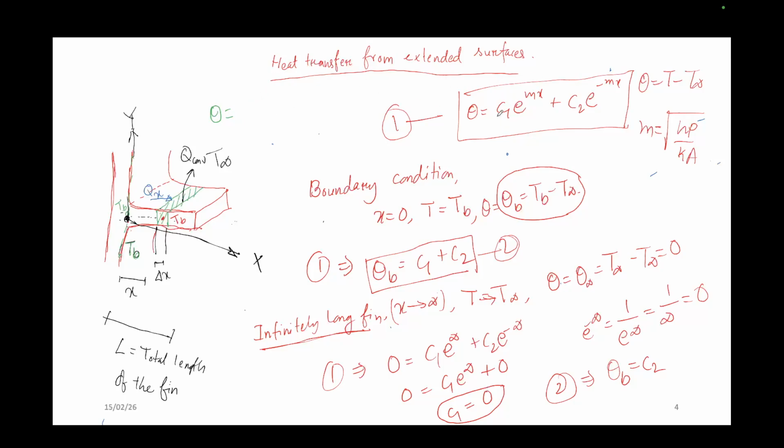C1 is 0, so this term will not be here. So C2 is theta b e to the power minus mx. So see, our equation has been simplified to this format. So in the book you will find this as, right? Ayush, is it clear? So that is our equation.